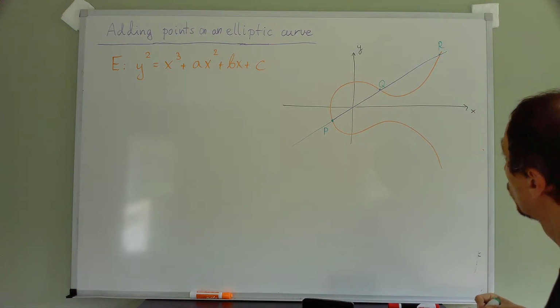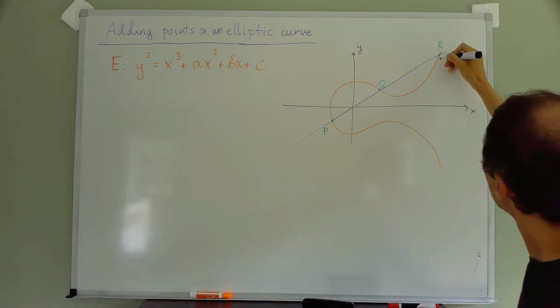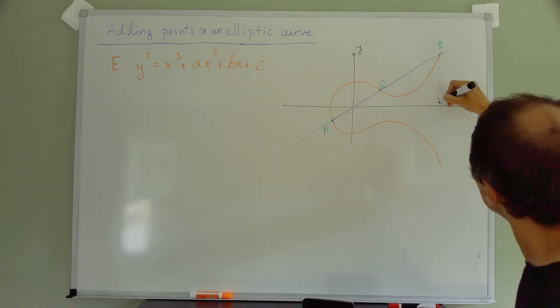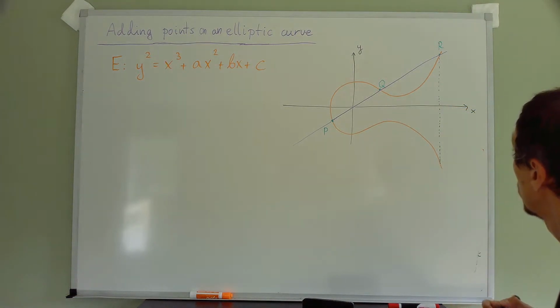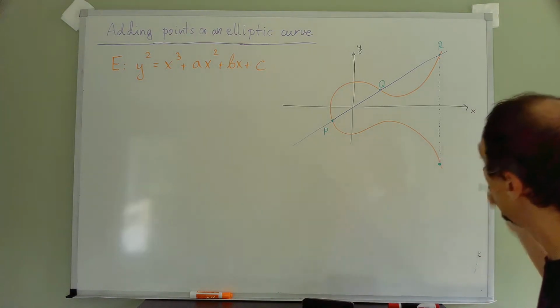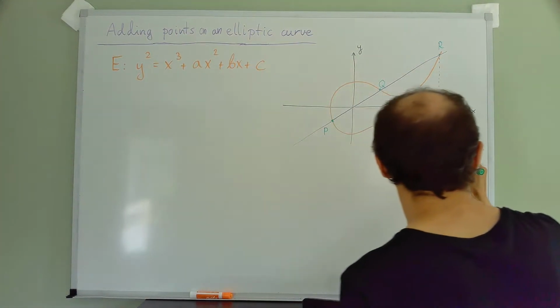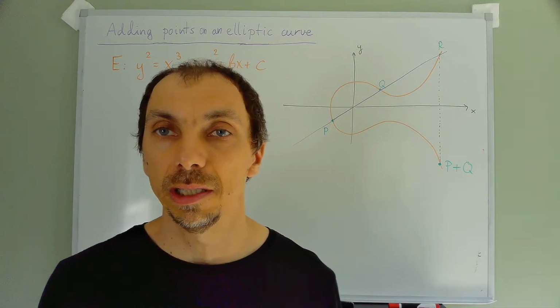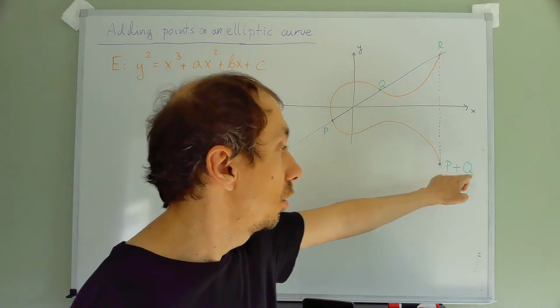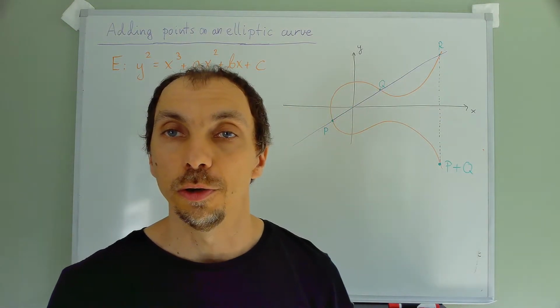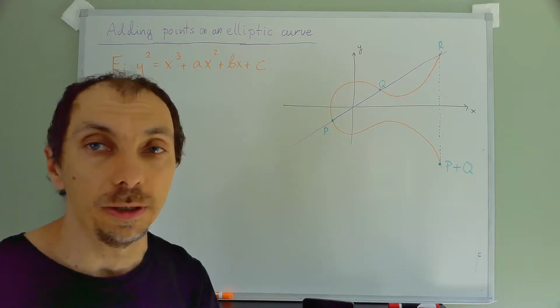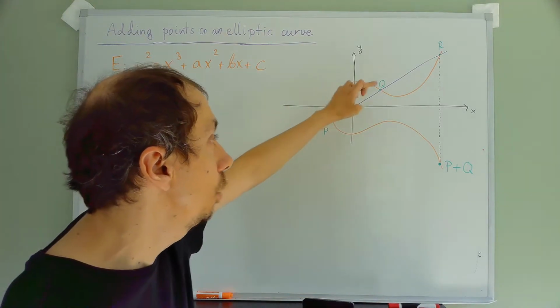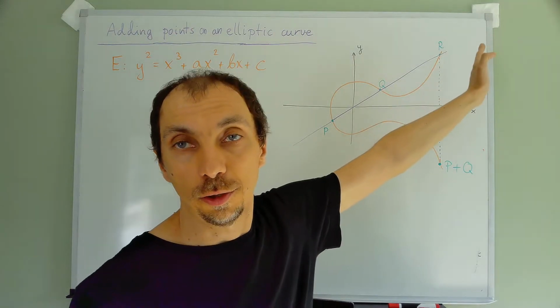And now I'm going to reflect that point with respect to the x-axis. And I'm going to get another point. And surprise or not, I'm going to call this point P plus Q. Now this is not our usual addition. I did not get this point by adding the coordinates of P and Q. How do I get this point? By this procedure. Take any 2 points, connect them by a line, get a third point of intersection.